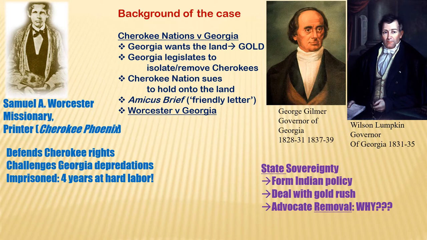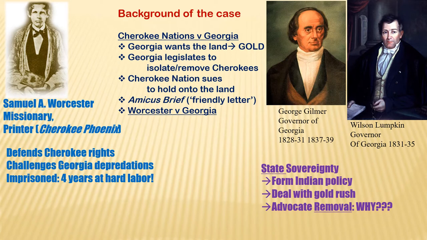Under any circumstances, Samuel Worcester gets out of prison, and as a citizen of the United States, he can enter into a lawsuit against Georgia. So the case was presented as Cherokee Nation versus Georgia. There is an amicus brief. I have it spelled up there. They get this amicus brief back from John Marshall. And so the court case becomes Worcester versus Georgia.